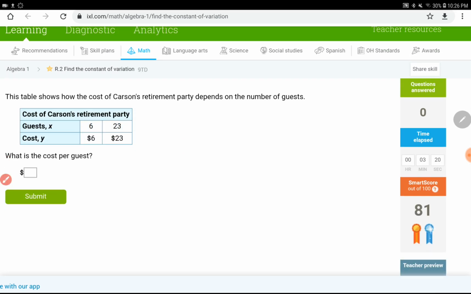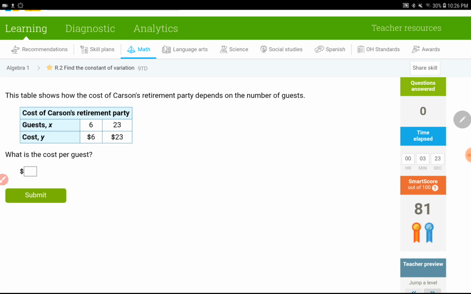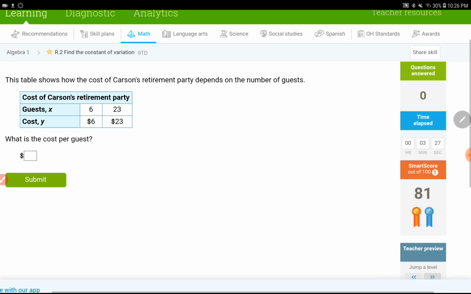Okay, you're gonna see this question when you make it to 81. So I'm not gonna do that question. By the way, just in case I have some students, because I know I do have students who try to get 100 on these assignments, let me just do one of this. Okay, what is the cost per guest?